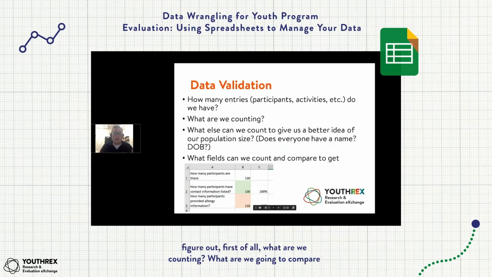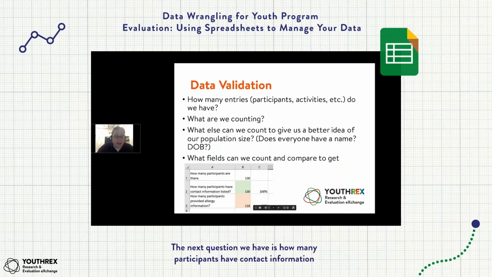So we want to figure out, first of all, what are we counting? What are we going to compare out of? Like, what's our biggest group? So let's say, for example, our first question is participants. In this case, we go through the list, we count how many participants there are, and it's 130. The next person who signs up, we're going to have 131, and these will automatically update as we go forward.